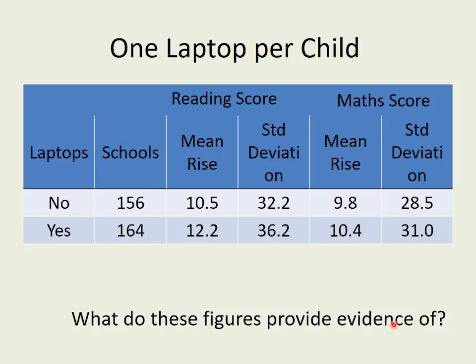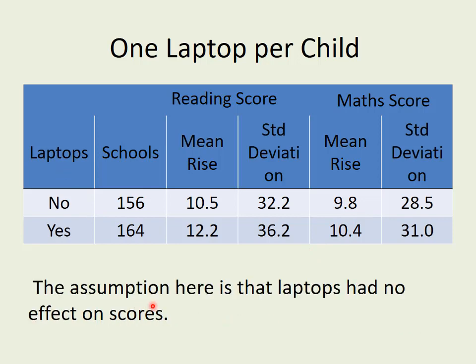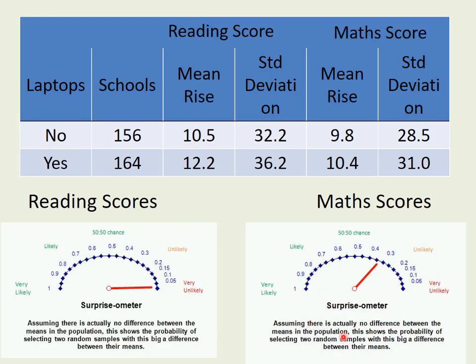So here the assumption is subtly different, but the method is exactly the same. So here the assumption is that the laptops had no effect on scores. So the difference we're seeing is just random. If you make that assumption, then these are the two things we get.